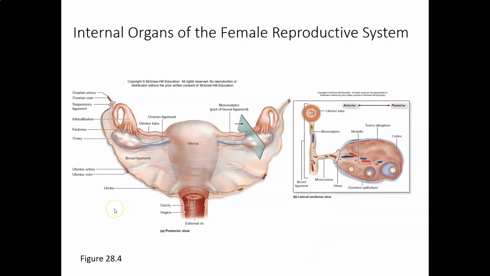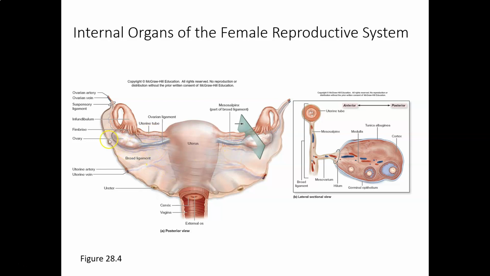So here is another look at the female reproductive system, just looking at the internal structures. You have the uterus here, from a posterior view, then the two ovaries on the lateral sides. The uterus and the ovaries are sandwiched by the broad ligament, keeping the reproductive system in place. Also sandwiched within the broad ligament are the ureter and the blood vessels. So it's secure in the pelvic cavity.